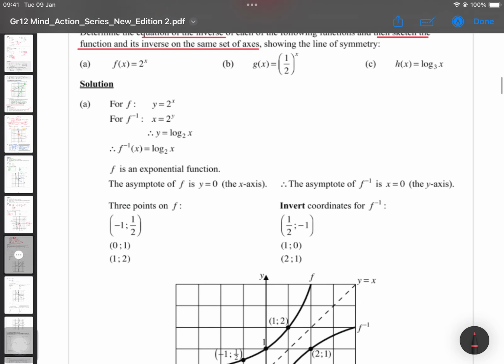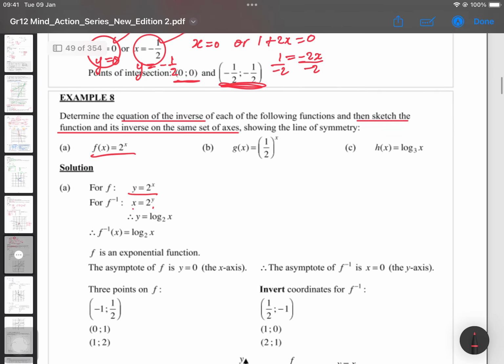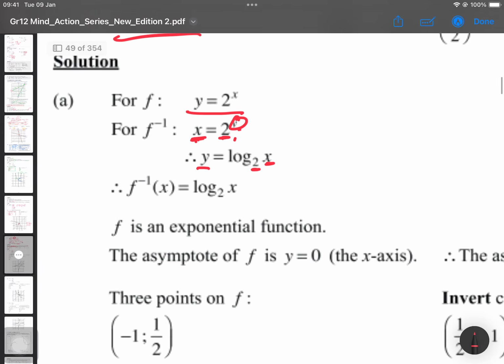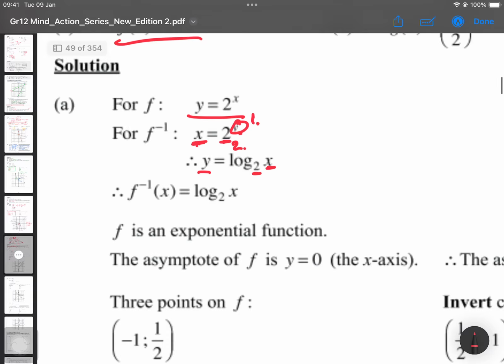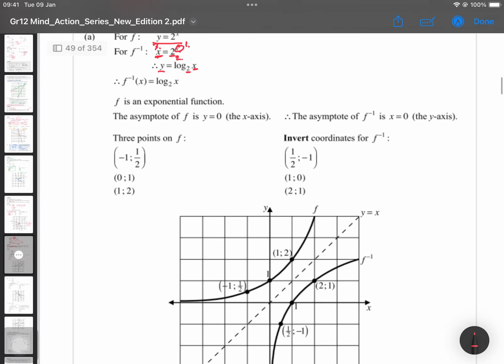So A, let's look at A. For A, the inverse: swap x and y, and use logs. Remember, according to logs, it's going to be equal to log to base 2, and then on the side there it's going to be this one. So again, it's going to be 1, then 2, then 3. Now they said you should sketch.